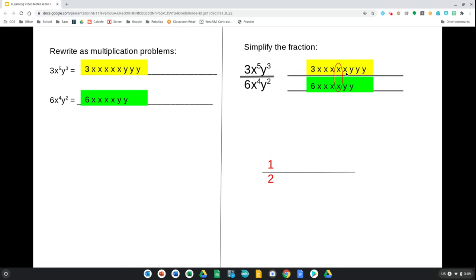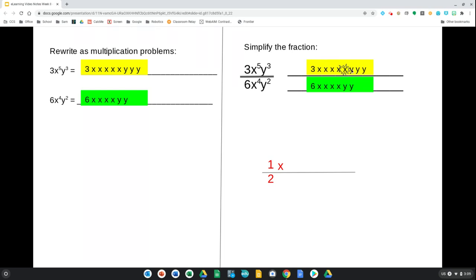But now when I get to here, I have an x up here that doesn't have a match down here. So this x is a leftover x. There's nothing down here to match it up with. So that means it's not going to be 1 over 1. It's just going to be x. And so in my answer, I'm going to have this x up here from this leftover. Okay, so keep that in mind.